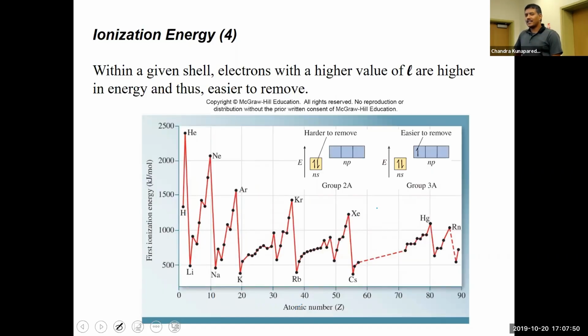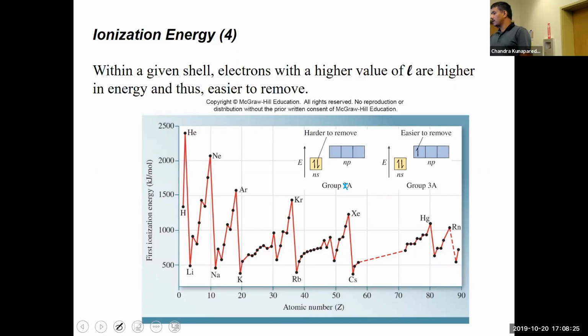Here, just going into a little bit more detail, just to explain one or two things about why there is a huge shift. Let's see this example that is showing two different elements in the same group but two different periods. You will have different electronic configurations. Within a given shell, electrons with a higher value of l in energy are easier to remove. Okay, this is what throws me off here.